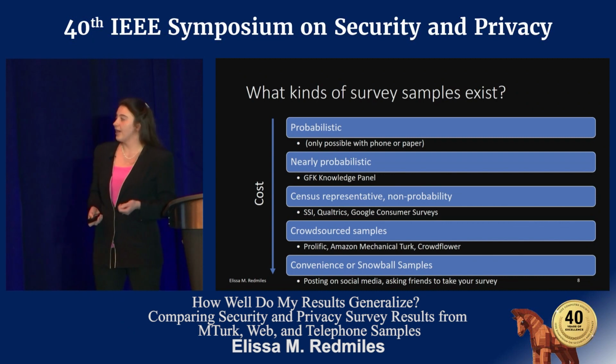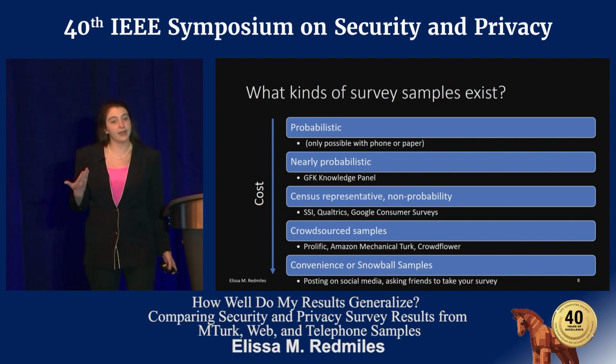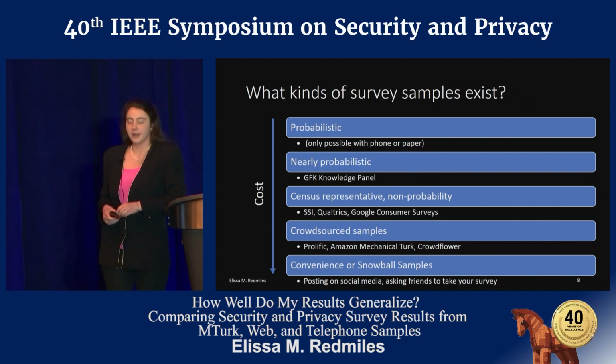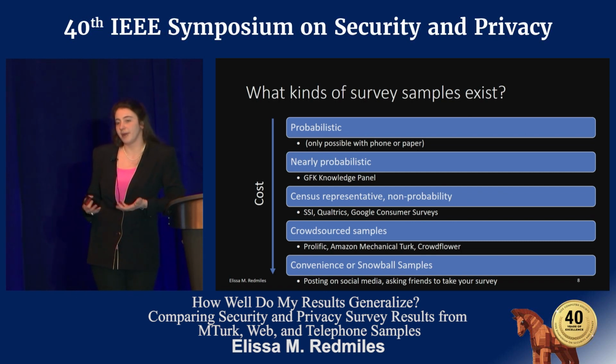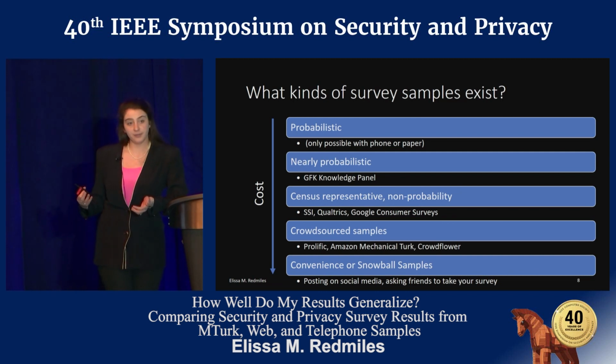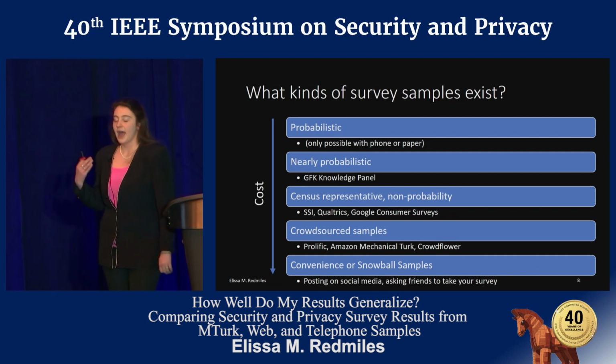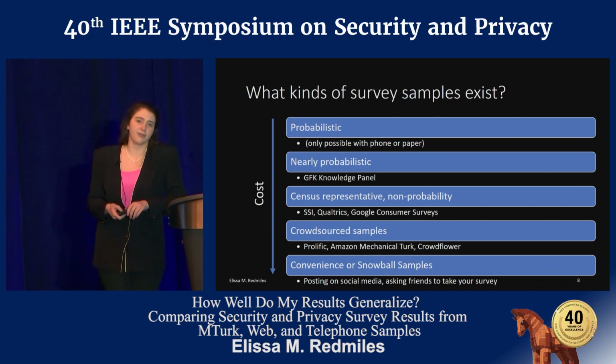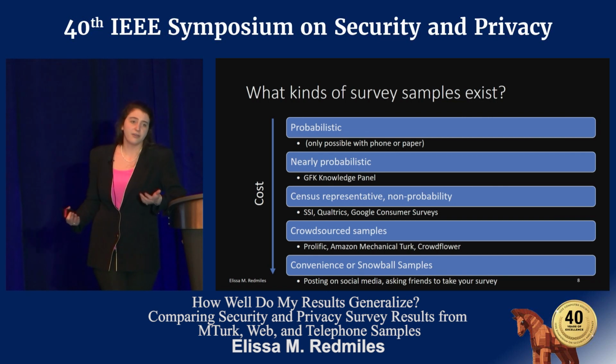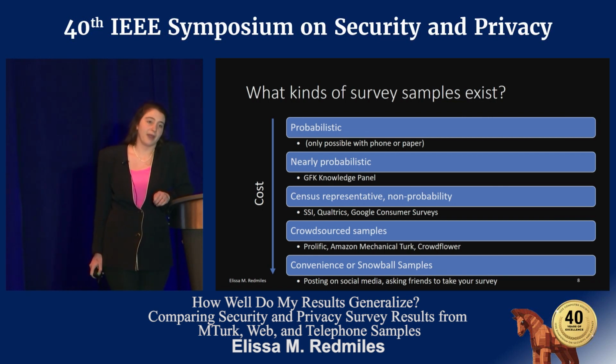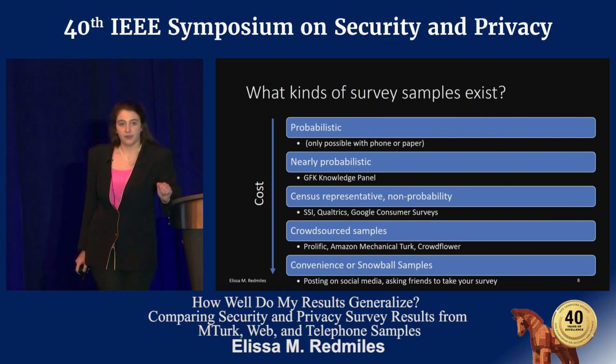Then, of course, you have crowdsourced samples, and this is what the majority of surveys in the security community are. Crowd workers do tasks for small amounts of money, 10 cents, a couple of dollars, and they were traditionally doing work that would help with machine learning labeling. Now they're often answering researchers' surveys. But they differ from the general population in that they spend a great deal of their time online doing these tasks. They also tend to be younger and actually better educated than the general US population.